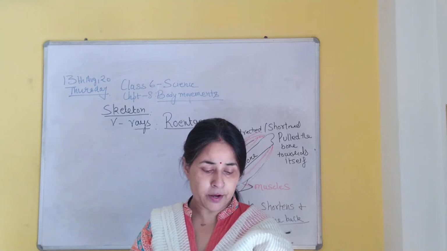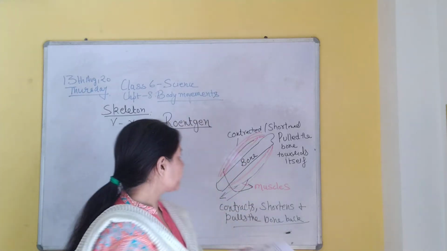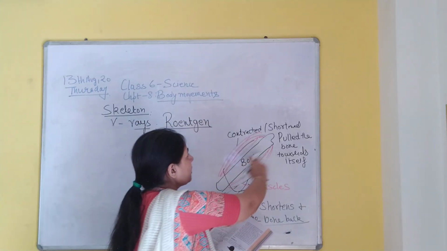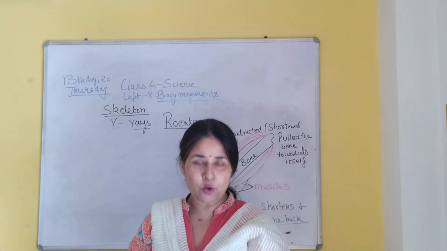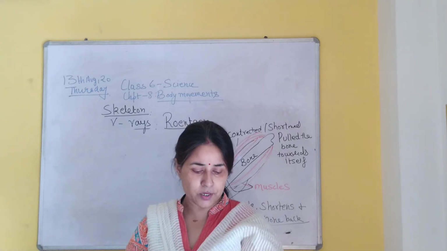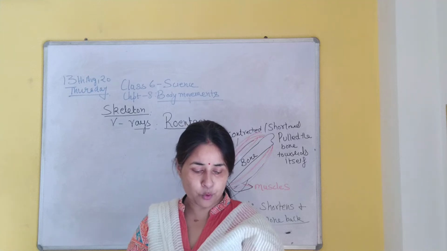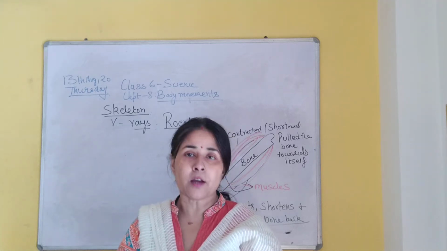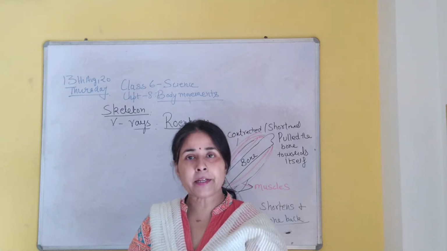Muscles work in pairs. When one of them contracts, the bone is pulled in that direction. The other muscle of the pair relaxes. To move the bone in the opposite direction, the relaxed muscle now contracts to pull the bone towards its original position while the first one relaxes. A muscle can only pull, it cannot push.